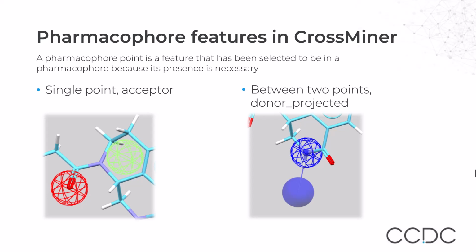Sometimes when you have more complex features such as a hydrogen bond donor, it may be important not to just point out where the donor is itself, but what the direction of the hydrogen bond is. In this case, you use two pharmacophore points. In the mesh pharmacophore point, the mesh sphere is the heavy atom, the hydrogen bond donor itself, and the solid surface shows the direction of this hydrogen bond.